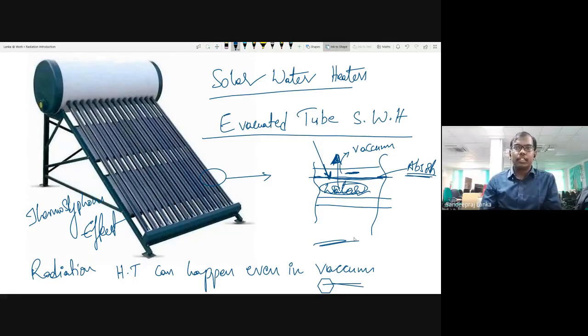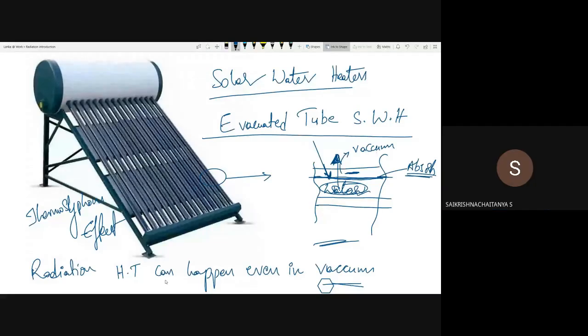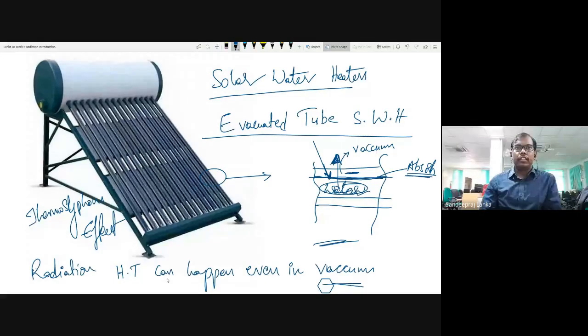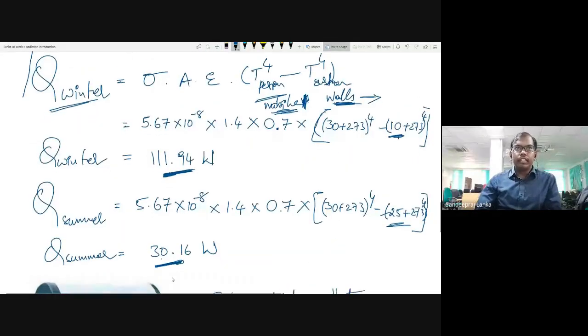So did you understand this concept? Is it clear? Do you have any questions at this level? No questions? No, sir. Okay, so Chaitanya, thank you for that. I hope this radiation effect is also clear to you.